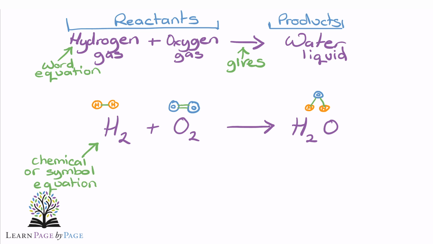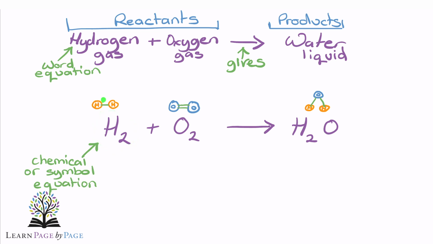Then we have the chemical or the symbol equation, and that would be your letters for your elements. So here, capital H for hydrogen, capital O for oxygen, and H2O, the classic water symbol that most of us know. But what do you actually have? You have one hydrogen gas molecule.